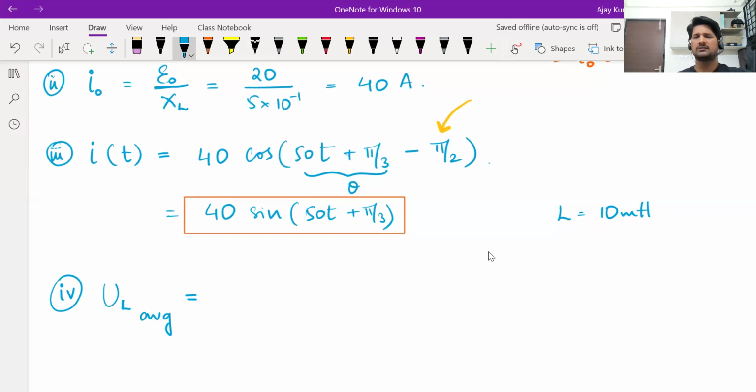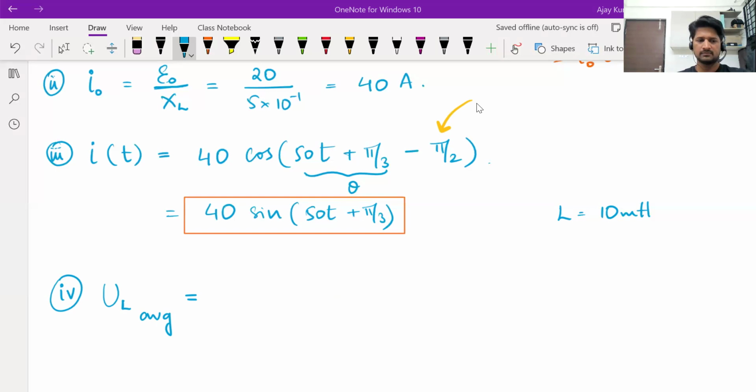What's the formula for energy stored in an inductor? General formula. Isha, what is the formula for energy stored in an inductor? Sir, is the answer 4? I don't know the formula. Okay, tell the formula.